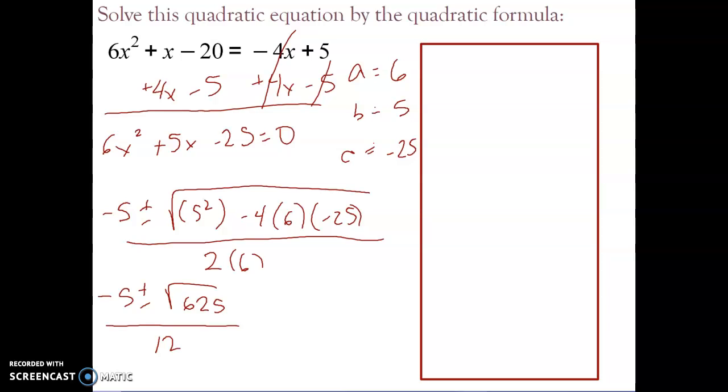I wonder if it's going to be rational or irrational. How do we tell? Well, we look at that number and determine if it's a perfect square number. So I'm going to see if I can take the square root of it in my calculator, see if it's a perfect square number. Sure enough, it's a perfect square. Square root of 625 is positive 25. So that means to finish this one out, I need to actually complete the math in the numerator because now I have like terms. Negative 5 plus 25 is 20 over 12. Negative 5 minus 25, negative 30 over 12.